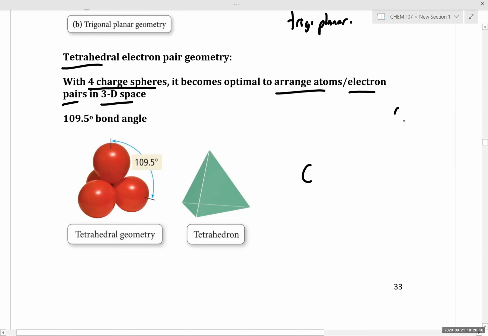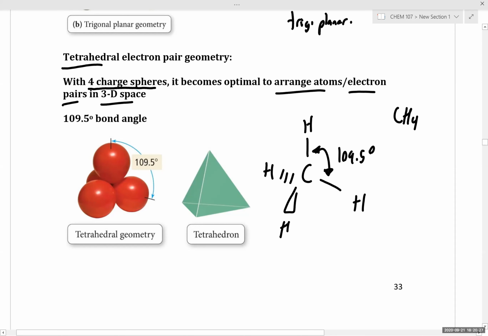So for example, in the case of methane, each of your hydrogen atoms, each of your bonded atoms are arranged in three-dimensional space, and we have a bond angle of 109.5 degrees. So, tetrahedral geometries are going to become very important later on in this class, as this three-dimensional shape can yield very interesting properties and characteristics of more complex molecules that we'll encounter in the organic chemistry section.